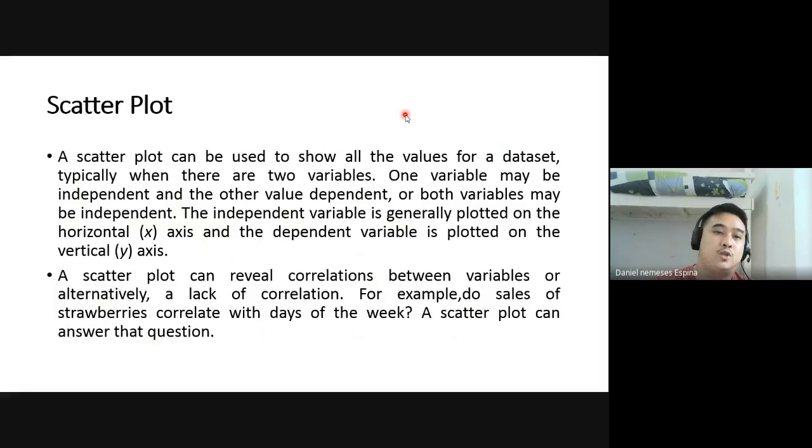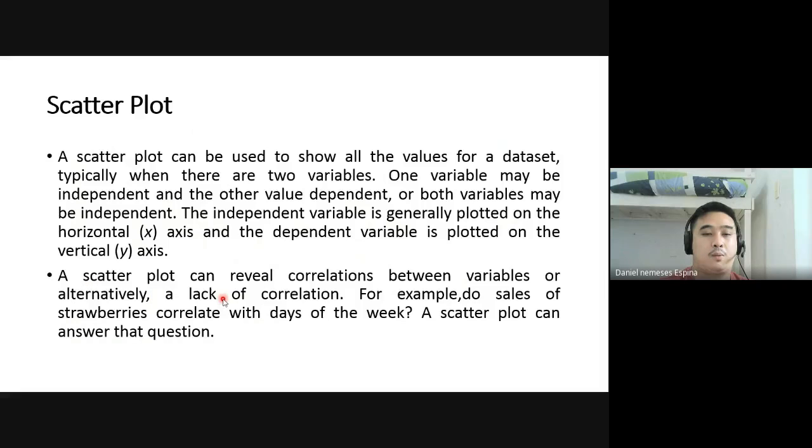Another visual tool is called the scatter plot. So the scatter plot can be used to show all the values for a data set, typically when there are two variables. So one variable may be independent and the other one may be dependent, or both variables may be independent. The independent variable is generally plotted on the horizontal axis and the dependent variable is plotted on the vertical axis.